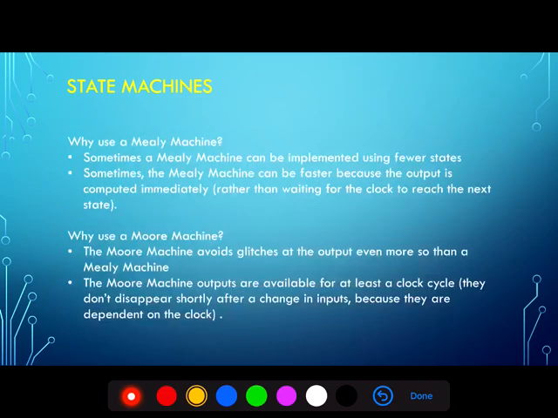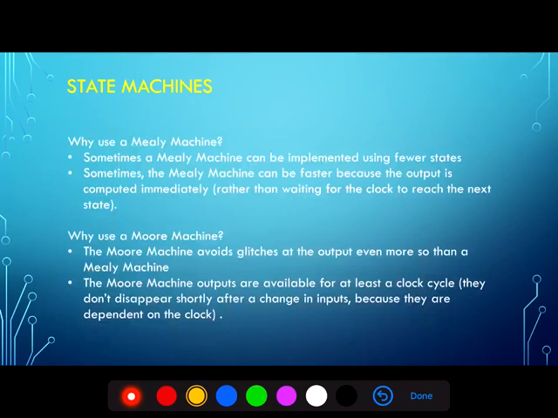So why would you use one over the other? Well, in general, a Mealy machine can be implemented using fewer states. And sometimes it can be faster because the output is computed immediately rather than having to wait for the clock to reach the next trigger or next state.